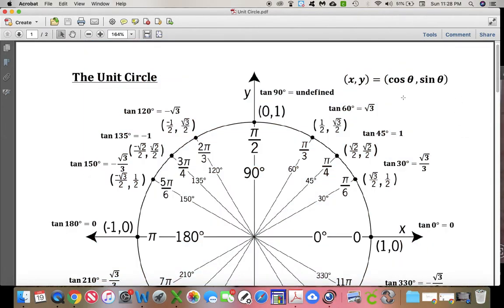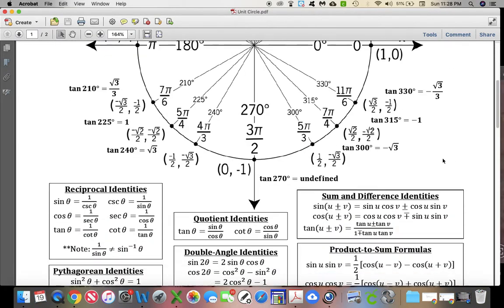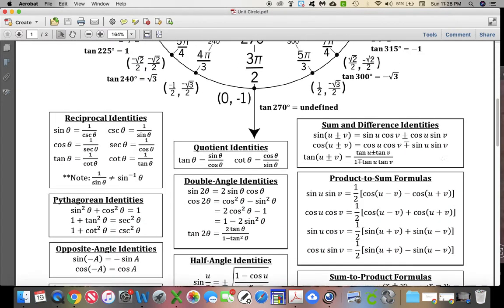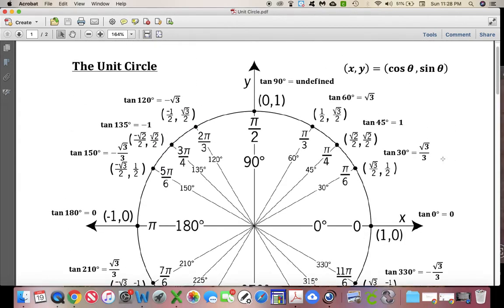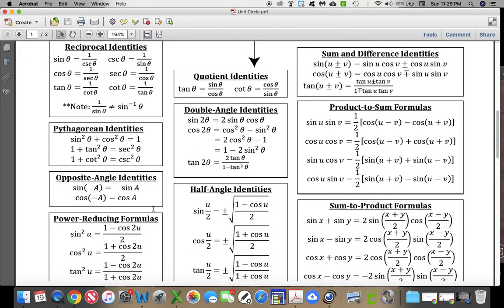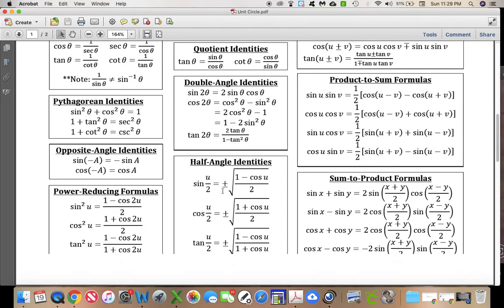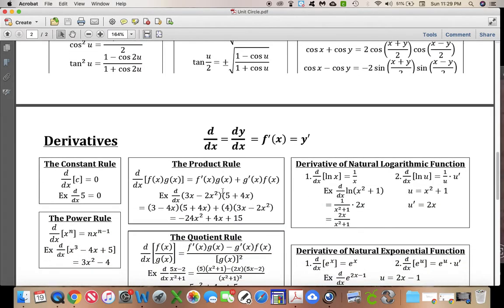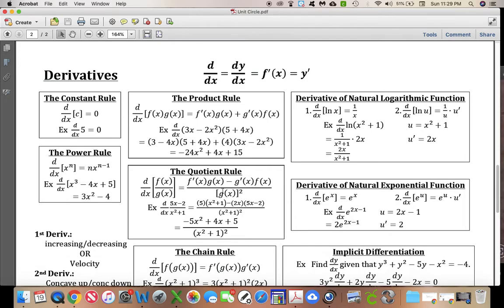Here's a copy of the unit circle that you guys either have already or will be getting from me. The front side is a lot of trig stuff. It has all the identities, like tangent is sine over cosine, sine is 1 over cosecant, that type of thing, Pythagorean identities. This is a lot of stuff that we used in trig. But the back side has a cheat sheet for derivatives and antiderivatives.